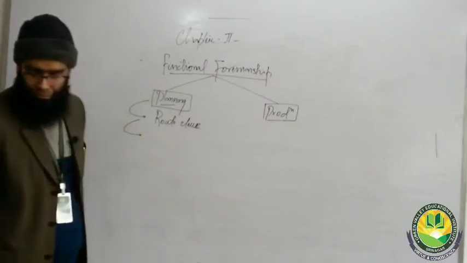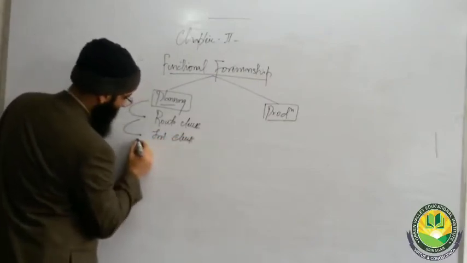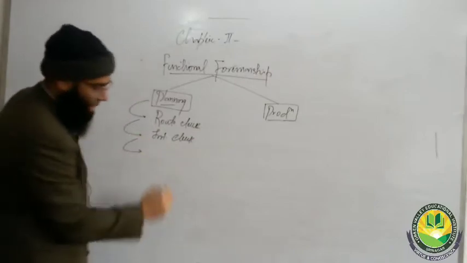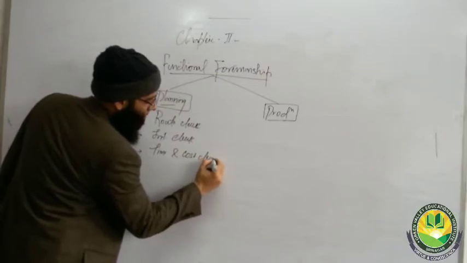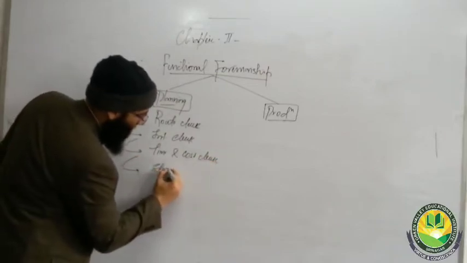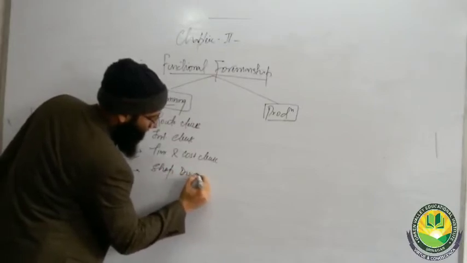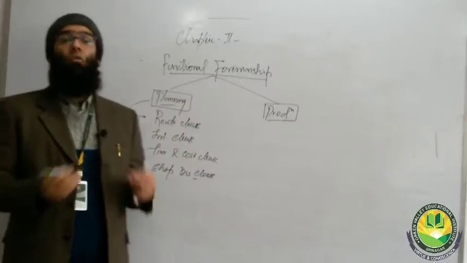Second one is instruction clerk. Third one is time and cost clerk. And fourth one is shop discipline clerk. So like we say, they are planning foremen.